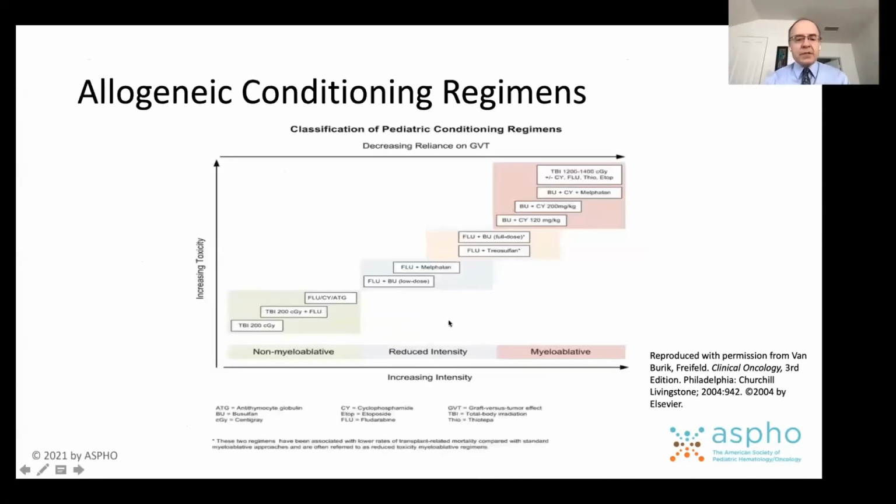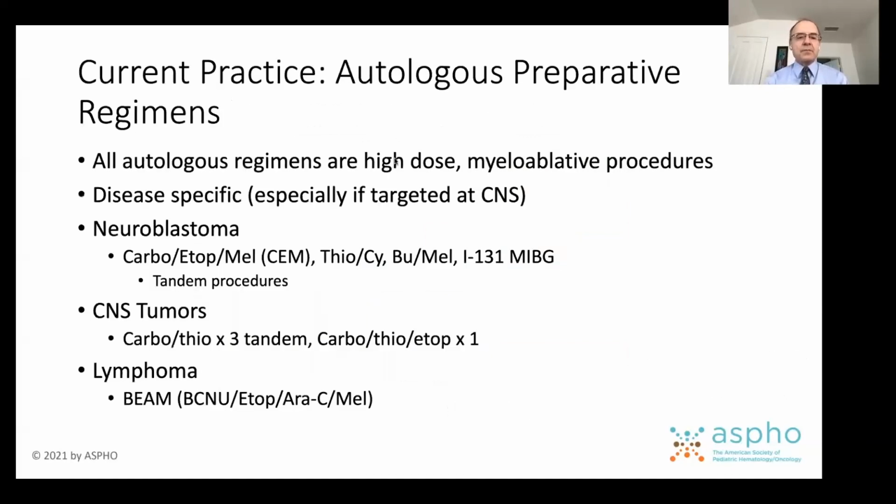Now, this is a nice figure to illustrate a few specific preps in the non-myeloablative, reduced intensity, and myeloablative groups, but I want to point out this group in between, reduced toxicity. These are intense regimens that are really myeloablative, but because they are given without multiple alkylators, and because they're given in a combination that has less toxicity, we call them a reduced toxicity regimen. So you're going to hear that as a term used fairly frequently.